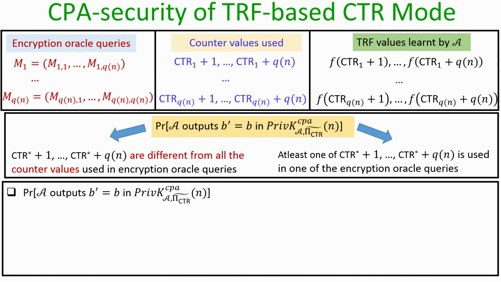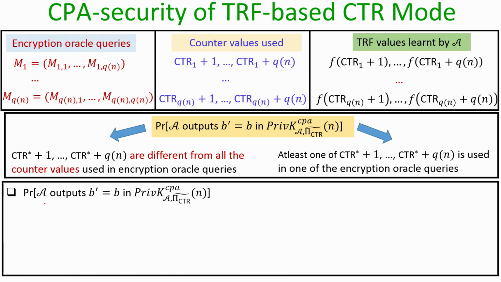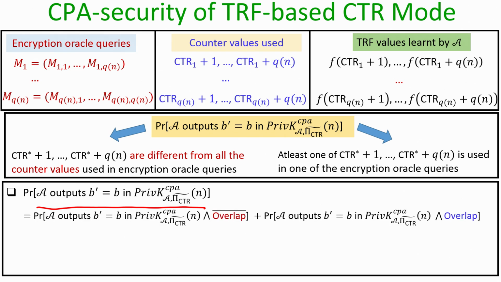encryption process? As I said earlier, it could be divided into two cases, whether the counter value used for encrypting the challenge plain text gets repeated or not. Overall I can say that the probability that the adversary wins the CPA game against the truly random function based encryption process can be written as the sum of two individual probabilities.